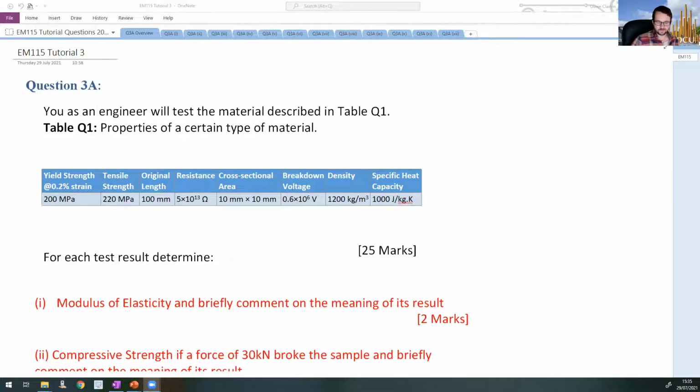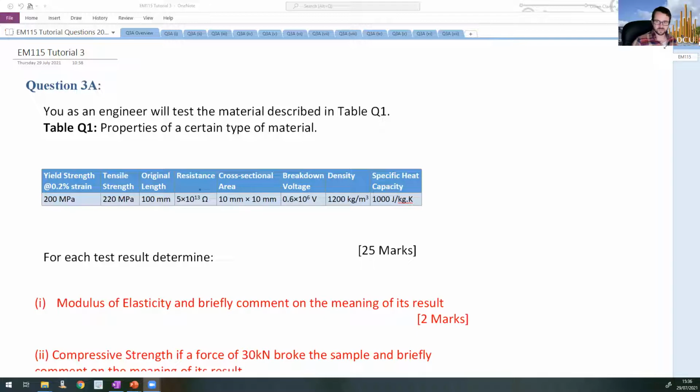Okay, this is tutorial number 3 and the first part of that tutorial. So you're asked, you as an engineer, to test a material described in table Q1, which describes properties of certain types of material. So we're provided with the yield strength here and a tensile strength, the original length of the specimen, given the cross-sectional area of the specimen. So we have all the dimensions of the specimen.